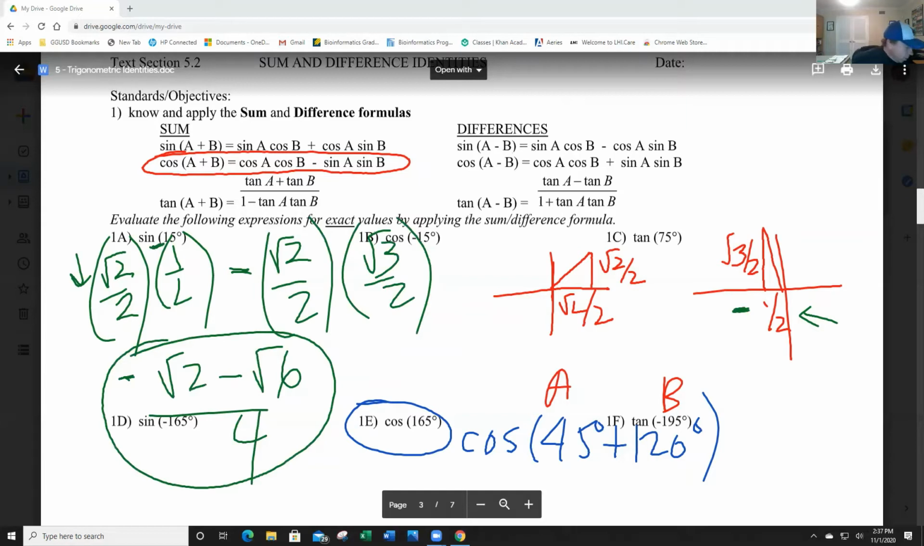And that is going to be, if you want the decimal answer, negative 0.9659. And if you want to check the calculator and pump in the cosine of 165, you'll get the same answer, which will give you comfort. All right, now a tangent one. A tangent one, we're doing 1F now. All righty.